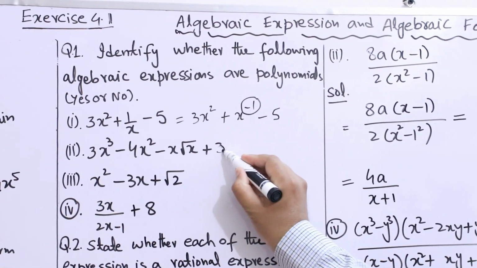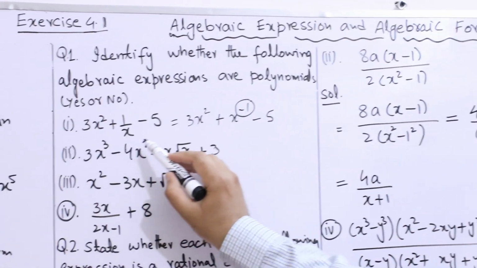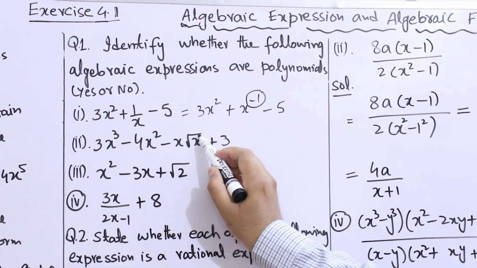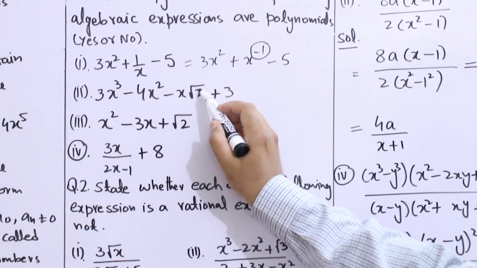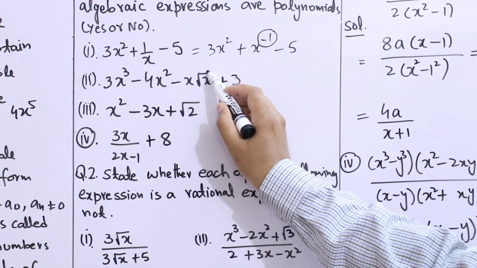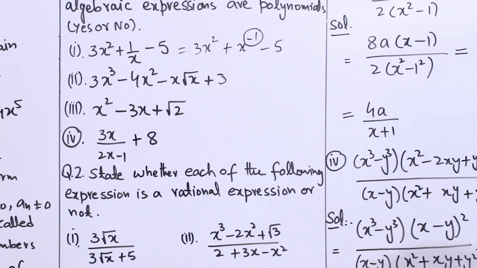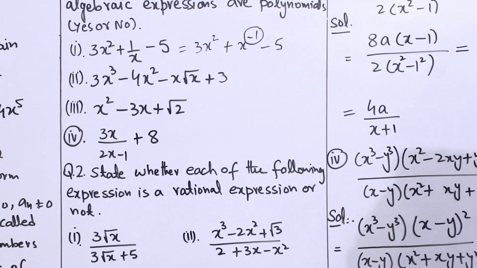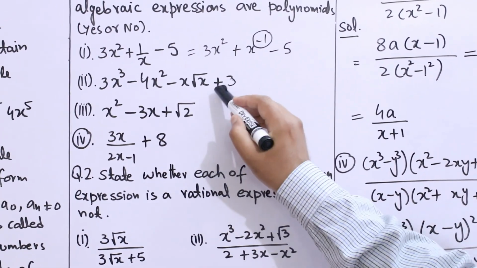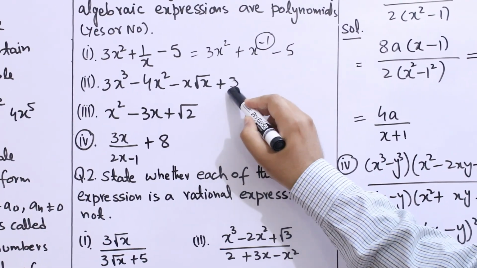Part 2. Here this is 3 by 2, x raised to power 3 by 2. So this is not a polynomial. Why? 3 by 2 is not an integer. So this is only an algebraic expression.